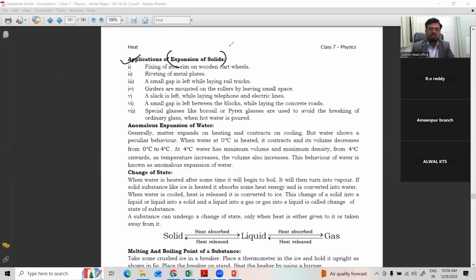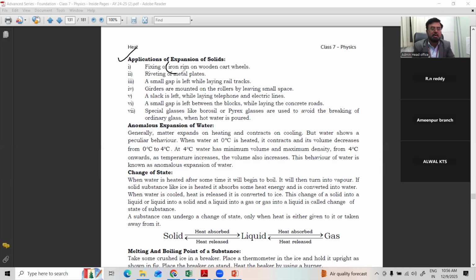We will study this further in higher classes. Separately, we'll learn the three types of expansion: one is called linear expansion, one is called areal expansion, and the other is cubical expansion in solids. But here we only discuss the applications.